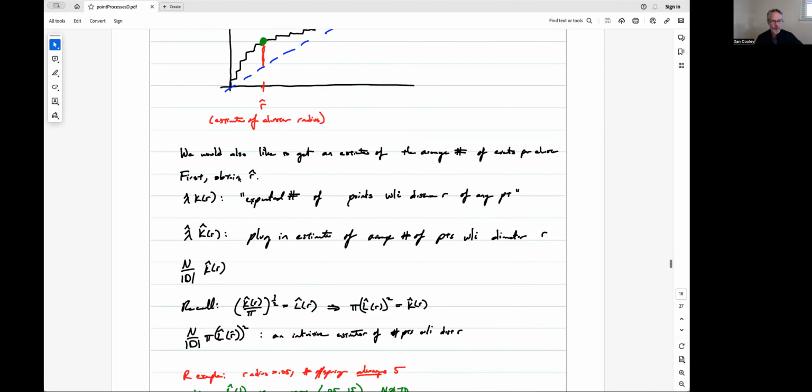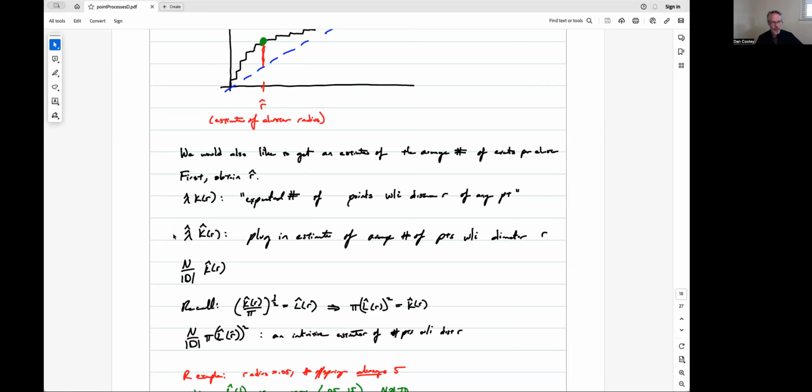So you start off by finding R hat. We know that lambda times K is the expected, I guess, is okay, average number of points within distance R of any point. That's in our observed process. So that's not related to complete spatial randomness. This is what we are observing in our process.